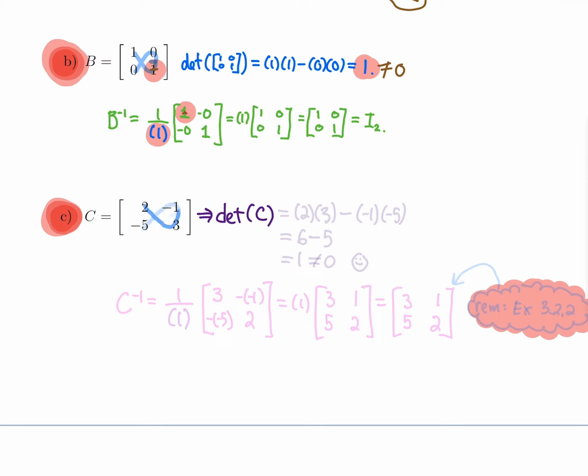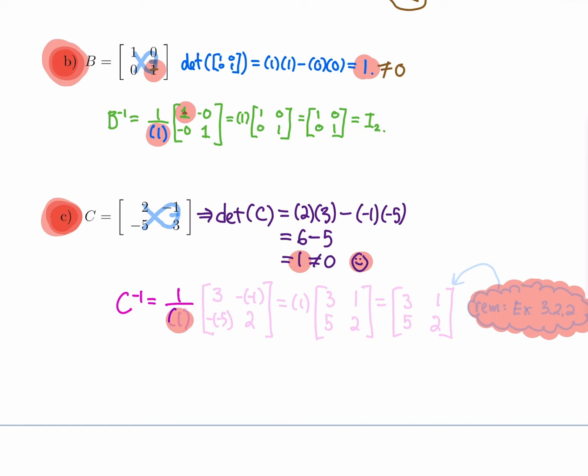So 2 times 3 minus 1 times 5. If I follow my fish here, 2 times 3, then I'm going through the mouth with the minus, minus 1 times minus 5, so you get 6 minus 5, you get 1. This is not equal to 0. There is an inverse. So there's an inverse to compute. So let's go. Here, C inverse is 1 over the determinant.